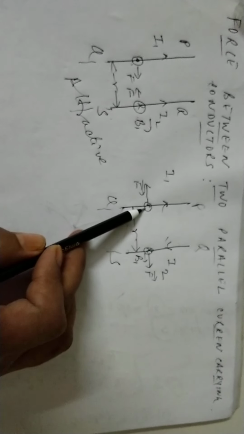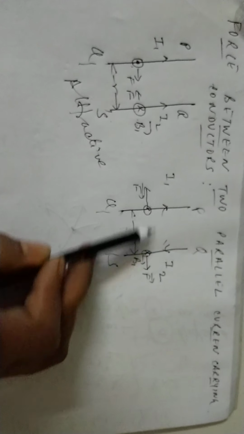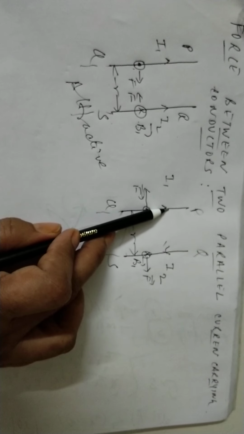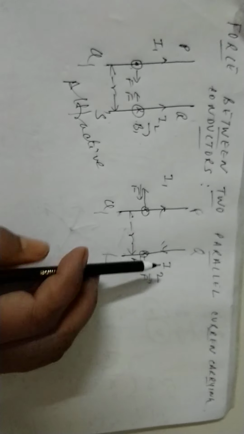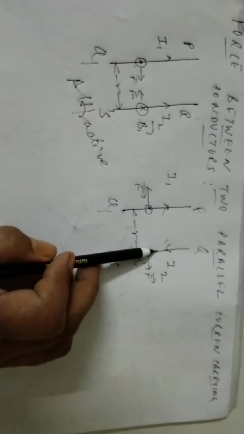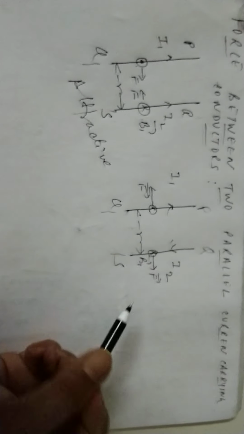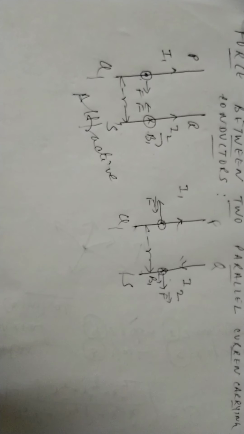But here in this figure you can see that there are both crosses because of the direction of the current flowing through it. It is in the upward direction, the other one is in the downward direction. Now here you can see there is a force of repulsion. The wires will repel each other. Now let us see what is the reason and how we can find out the magnetic field for this.